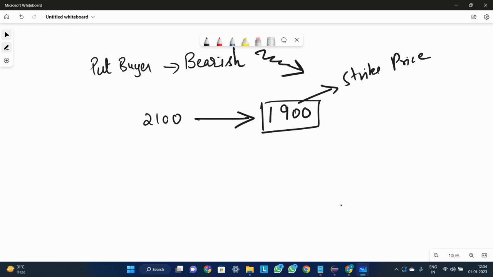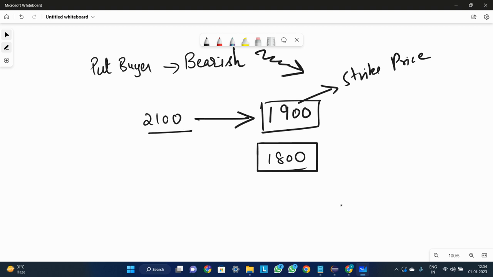Right? So if it goes down to 1800, I'm benefiting because I'm buying the option, and I will be able to sell. See, the put buyer is basically buying the option so that he could sell his stock at 2100, a price higher than what the market will trade at in the future. It's as simple as that.